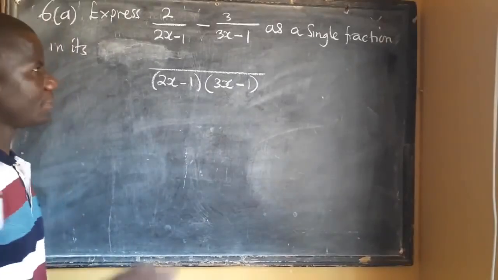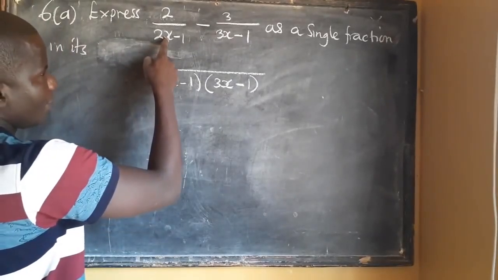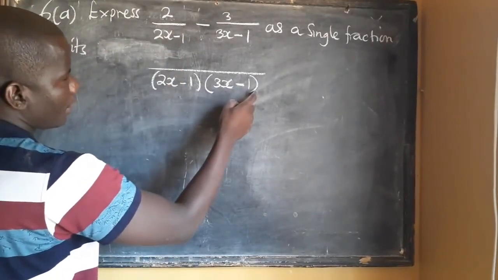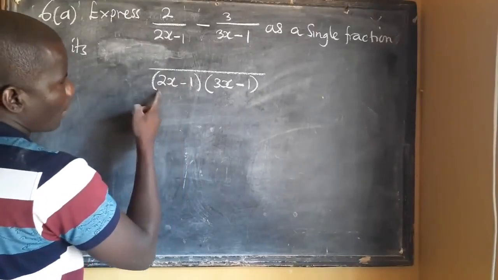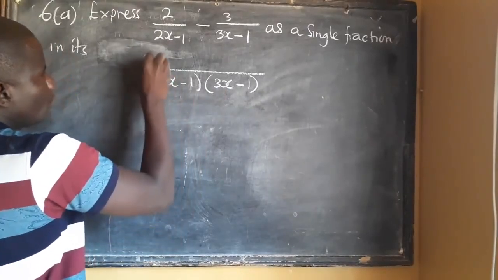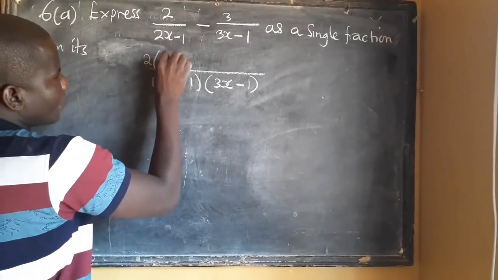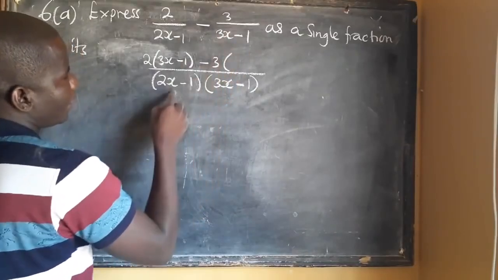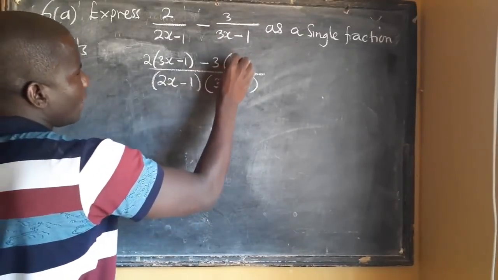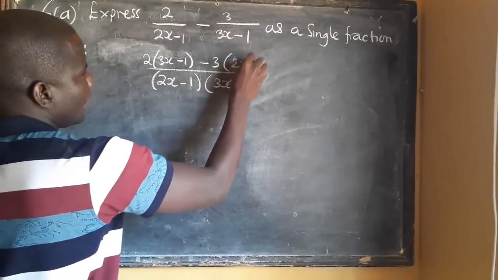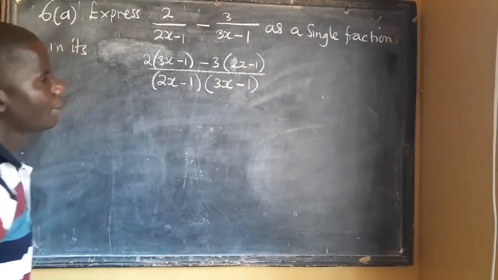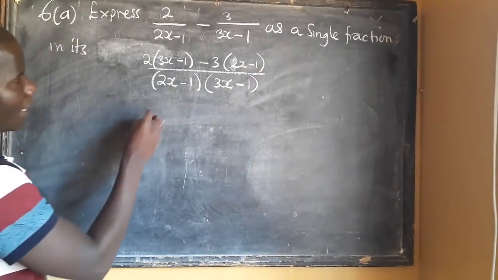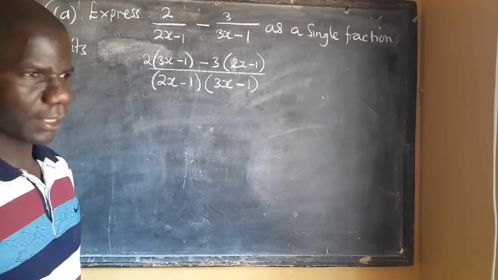Okay, now when we divide this factor into this, you know that this and this one will cancel, so we'll remain with this one. So it will be 2 multiplied by 3x minus 1 minus 3. In this case, we'll be multiplying by 2x minus 1. So we go further and simplify. I hope you are following.